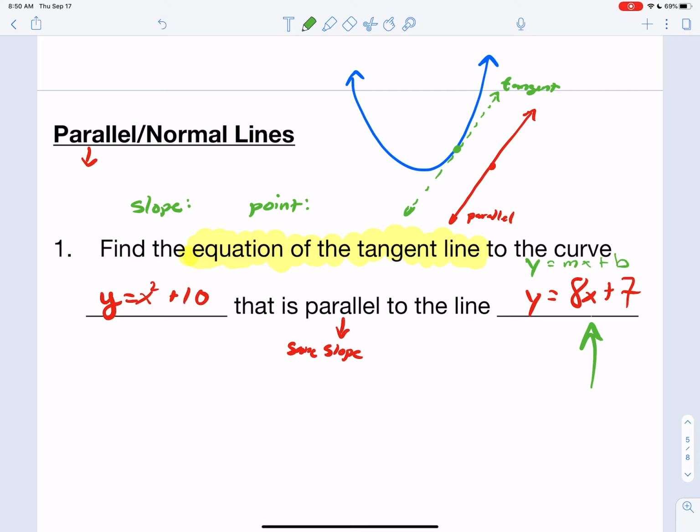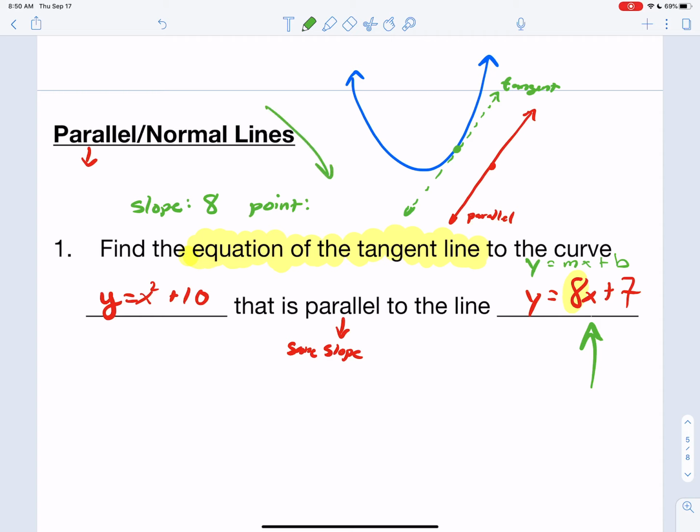So can you tell me what the slope is there? Pause and press play when you're ready. So I know the slope of this line, y equals 8x plus 7, is 8. So I know that my new line has to have a slope of 8. Okay, so all I'm missing is a point.